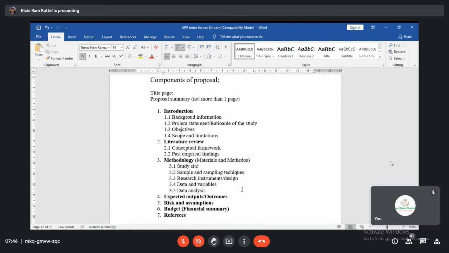Normally in risks and assumptions, risks are an assumption. When you do research, there are risks that will occur. But risks and assumptions you have to write in a positive way when writing a proposal. For example, you are doing research on a fish farm.